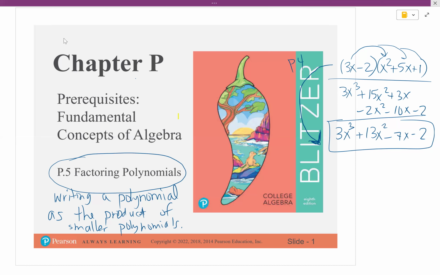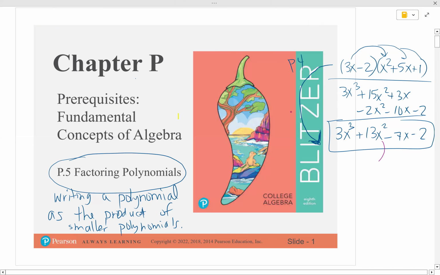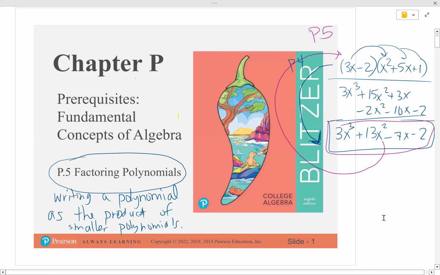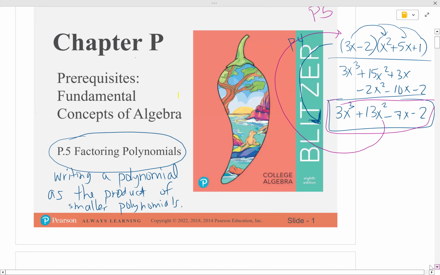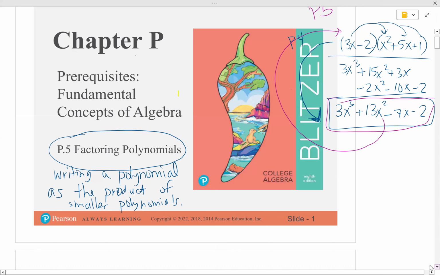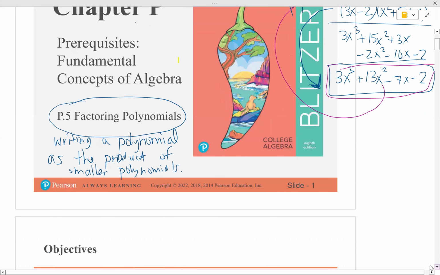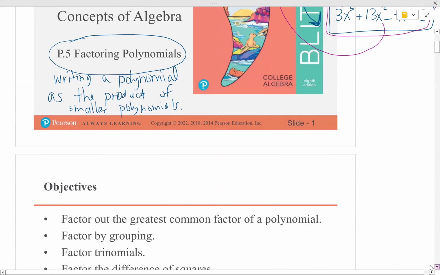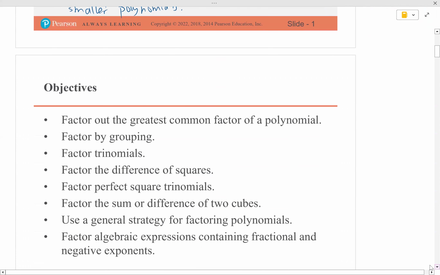Now P5 is the opposite. What if you were given this thing and you wanted to find out what were those two polynomials that were multiplied to make this big polynomial? That's what we have to learn in this section. And I know that sounds crazy. Why did we learn one process when we just want to undo it with another process? Well, in some situations it behooves us to do it one way, and sometimes we need to do it the other way. It just depends what our objective is.